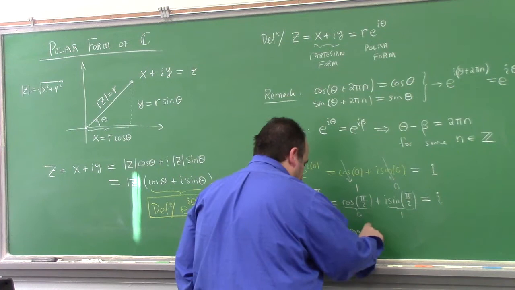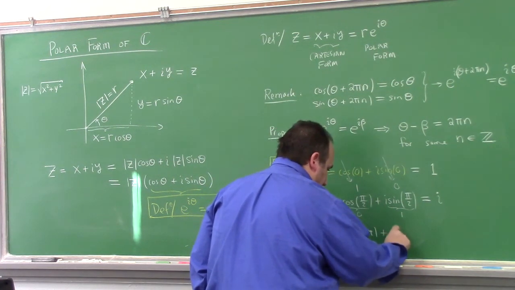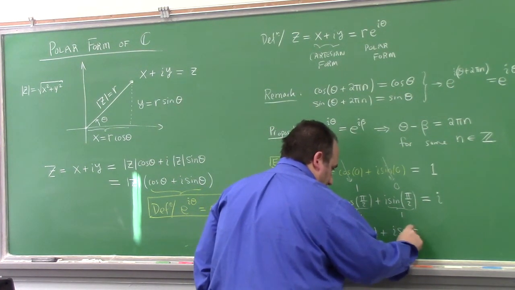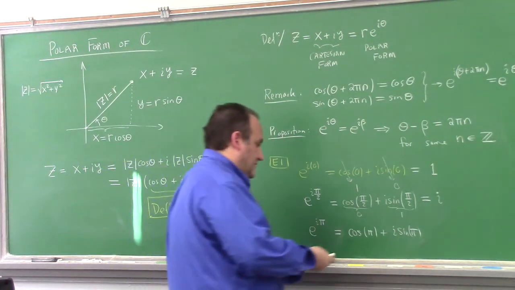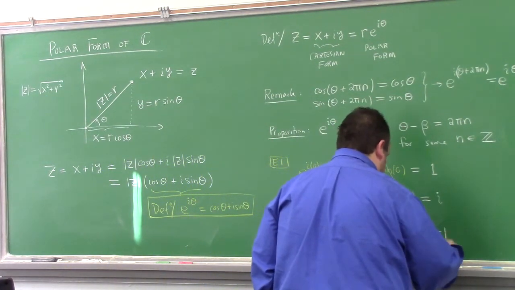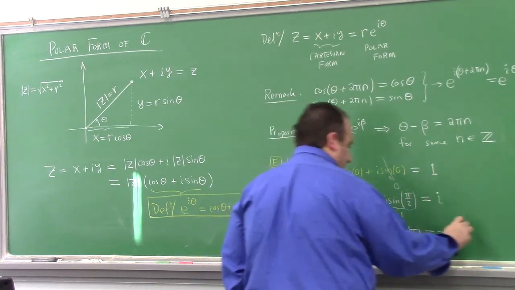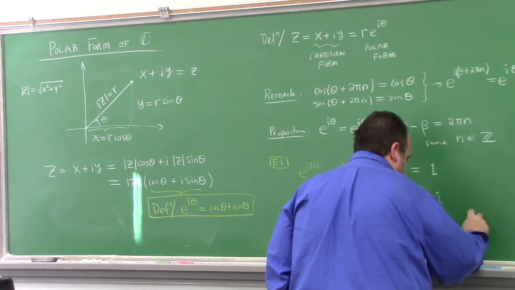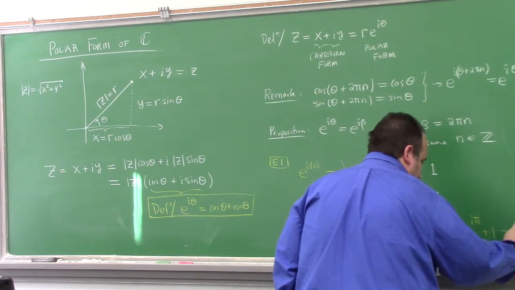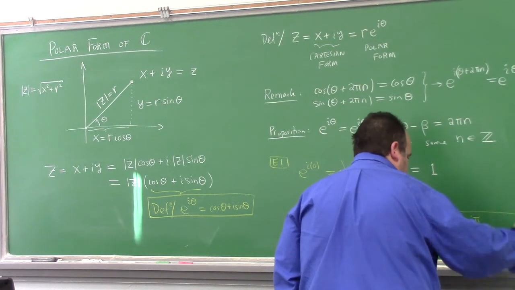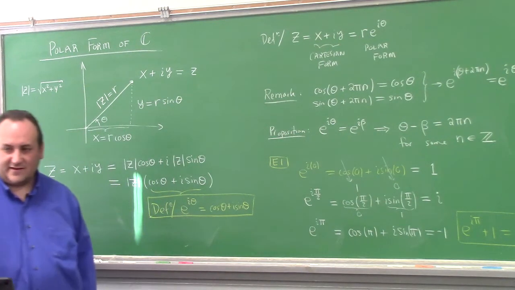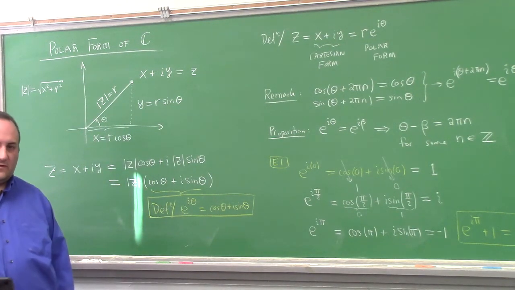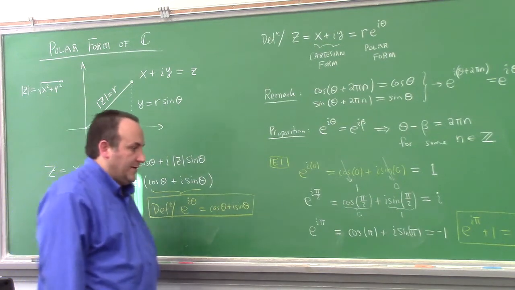Cosine of pi plus i sine pi, what's that? Well, cosine of pi is -1, sine of pi is 0. So we get -1. And from here comes the beloved formula, e to the i pi plus 1 equals 0. A lot of people love this equation because it's got a pi, an i, a 1, a 0, all your favorite numbers in one beautiful equation. All right.